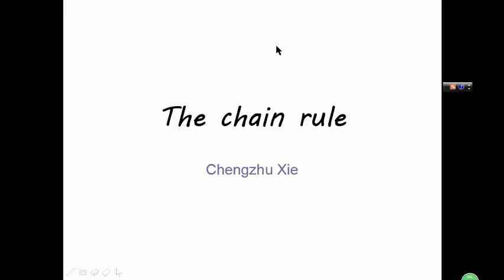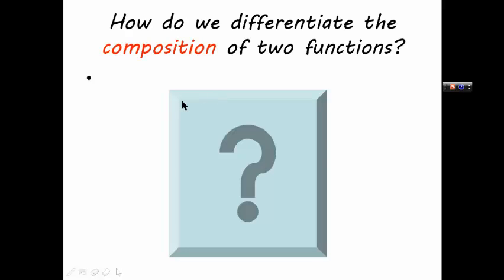Everyone, I'll talk about the chain rule today. Firstly, I'd like to start with a question. How do we differentiate the composition of two functions? Before we deal with the question, we first need to understand what a composition of two functions is.